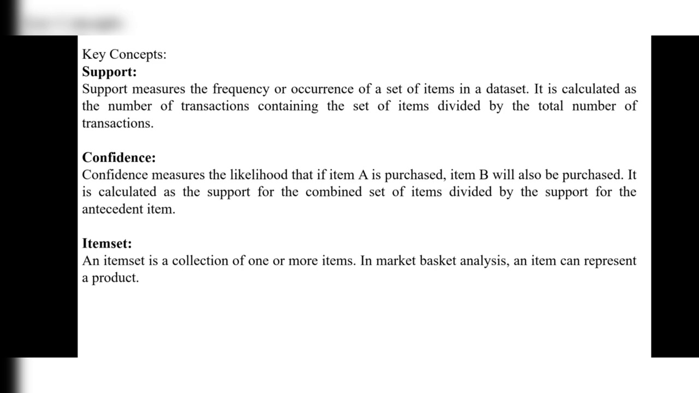And next, confidence. What is confidence here? Confidence measures the likelihood that if item A is purchased, item B will also be purchased. It is calculated as the support for the combined set of items divided by the support for the antecedent item. If you write these as formulas, the number of transactions containing the set of items divided by the total number of transactions, then you can understand easily. So support and confidence help show how many times a particular item is repeating in the transactions.